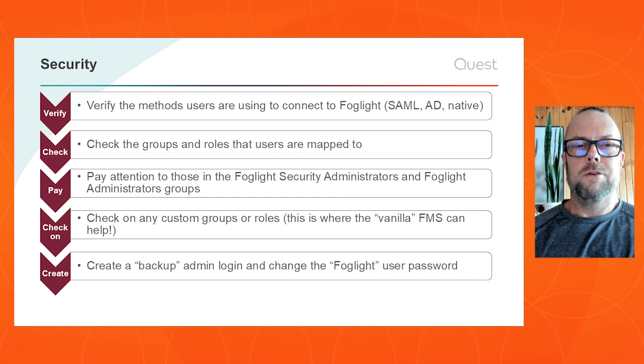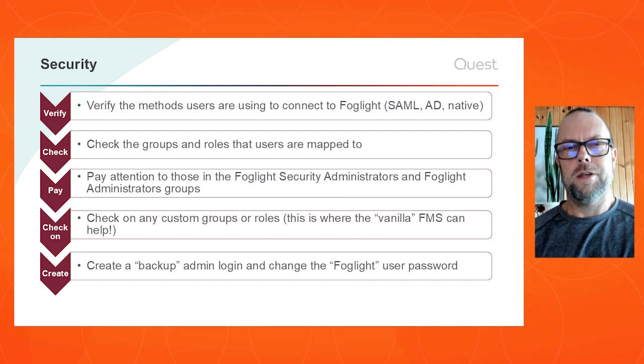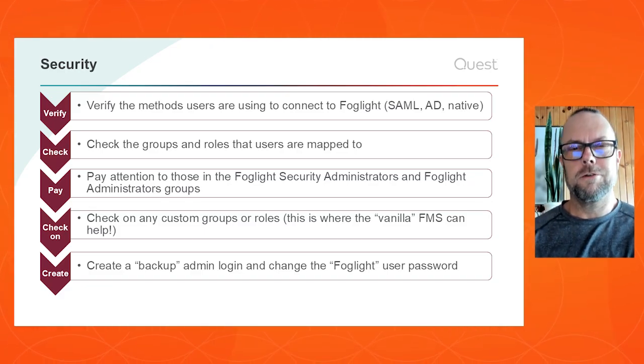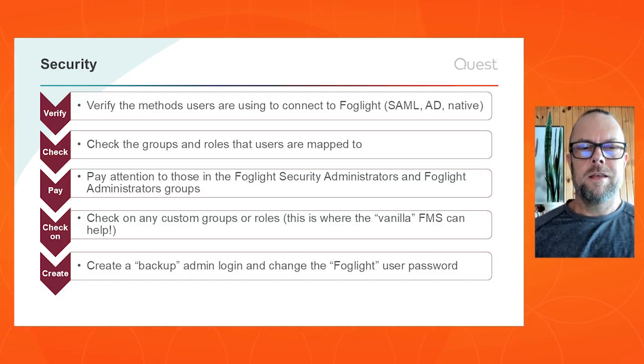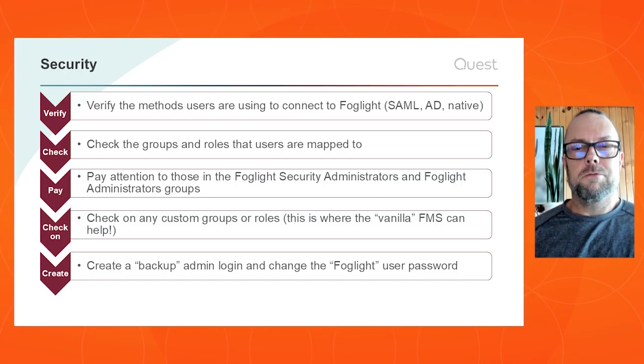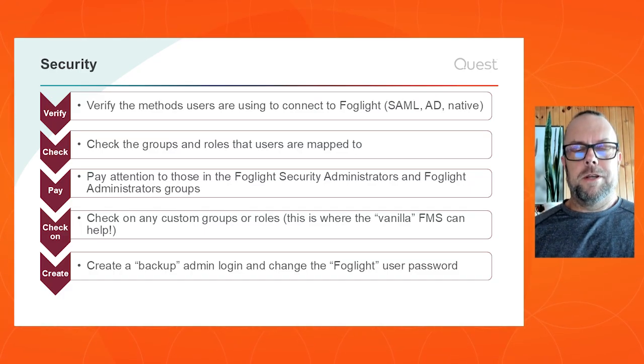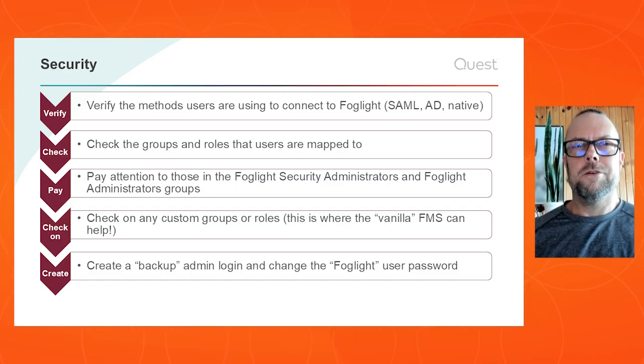You want to check the groups and roles that users are mapped to. So make sure, for example, that not everyone is part of the Foglight administrators or the Foglight security administrators group. That would be a critical thing to check. You can check for custom groups or roles, and that's where you can compare and contrast to that vanilla FMS that you could install and verify what's there out of the box. And then I would definitely make sure there's a backup admin login and obviously change the Foglight user password.